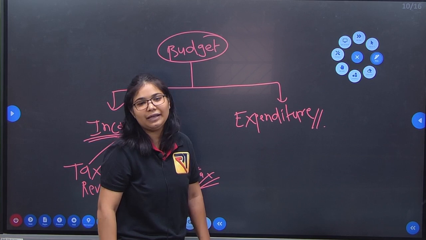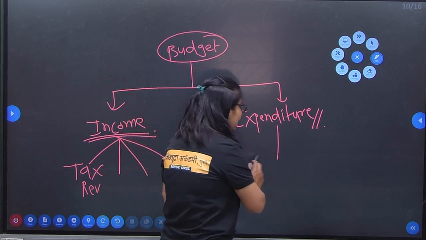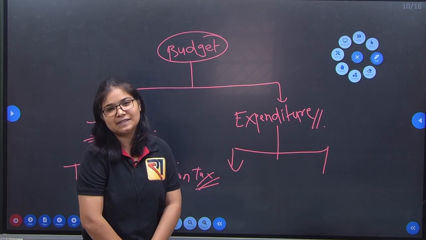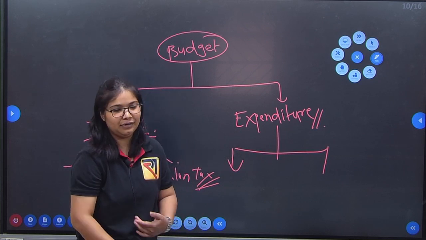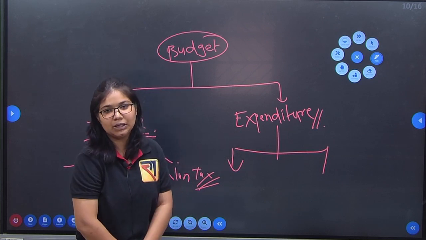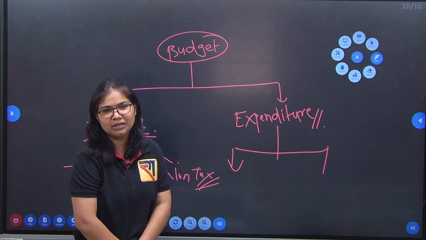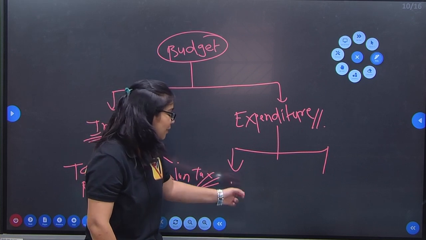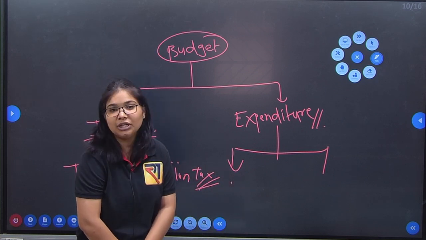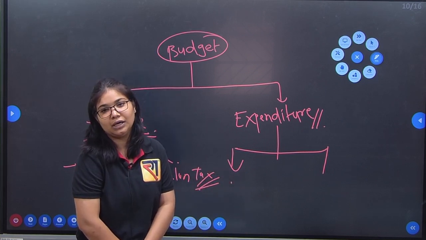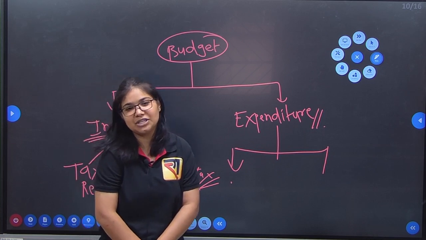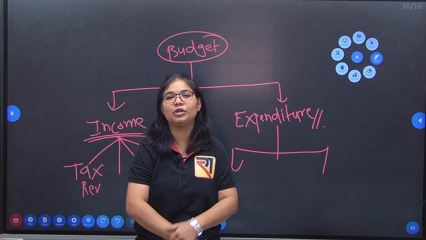On the same line, for expenditure, the government spends on a day-to-day basis: salary that comes every month, pension that comes every month. That is day-to-day expenditure, so we have to discuss the day-to-day expenditure of the government, the revenue expenditure. Then we have to deal with capital expenditure, the long-term expenditure of the government.